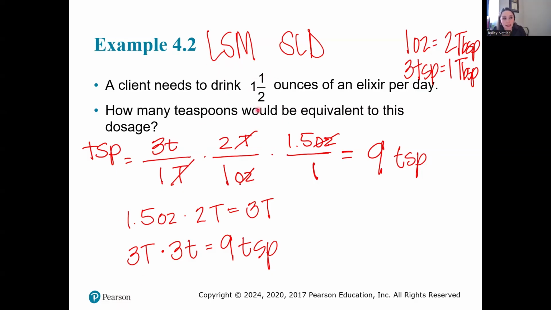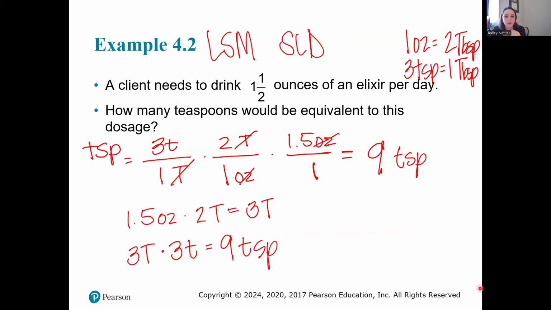So we take our 1.5 ounces, that's our desired. You multiply by our conversion, 2 tablespoons, we get 3 tablespoons. I have to convert it again. So 3 times 3, because 3 teaspoons is 1 tablespoon, right? So 3 tablespoons times 3 teaspoons is 9 teaspoons. You get the same answer. It's not the greatest one to show you desired over have. It'll get different as we go.